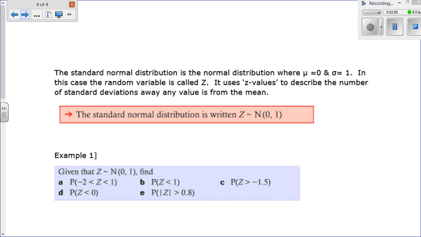So the standard normal distribution is the normal distribution where mu is 0 and sigma is 1. So my mean is 0, my standard deviation is 1. This is standard normal. Okay, that's not normal distribution, it's a standard normal distribution. In this case, the random variable is called z, and it uses z values to describe the number of standard deviations away from the mean any value is. So a standard normal distribution is written as z, not x.